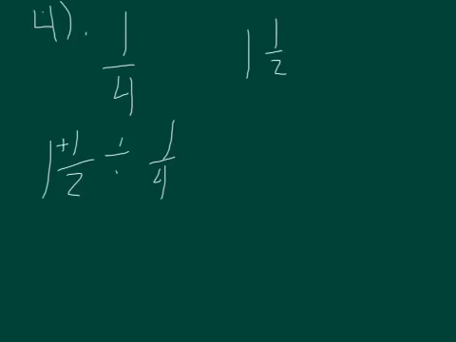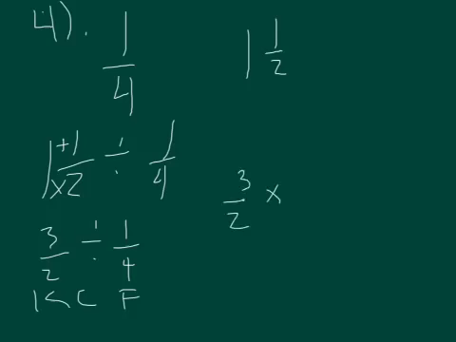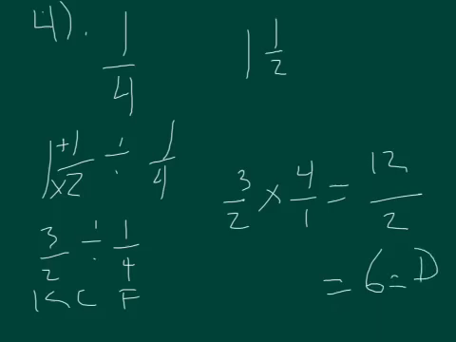Go do the Texas method again. To go from that mixed to improper, I'm going to get 3/2 divided by 1/4. Now I do the KCF method. And now I get 3/2 times 4/1. Multiply across, 3 times 4 is 12. 2 times 1 is, of course, 2. And 12 divided by 2 is 6, which happens to be answer number D.